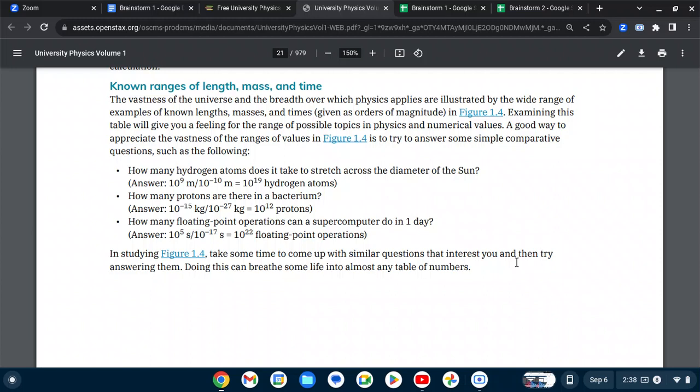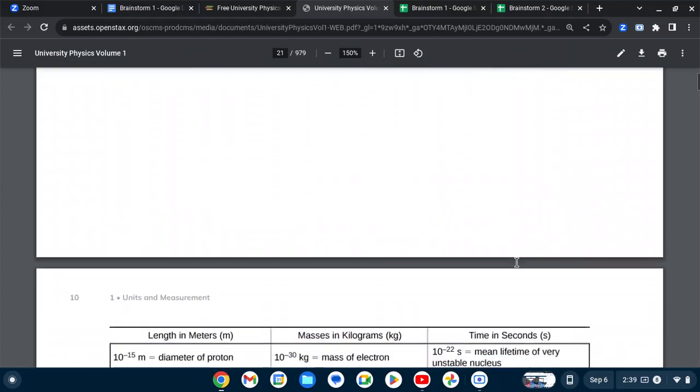How many protons are there in a bacterium? Answer: 10 to the negative 15 kilograms over 10 to the negative 27 kilograms equals 10 to the 12 protons. How many floating point operations can a supercomputer do in one day? Answer: 10 to the 5 seconds divided by 10 to the negative 17 seconds equals 10 to the 22 floating point operations. In studying Figure 1.4, take some time to come up with similar questions that interest you and then try answering them. Doing this can breathe some life into almost any table of numbers.